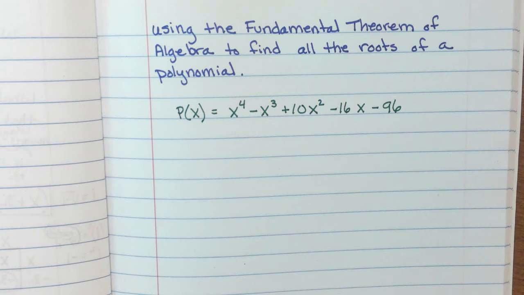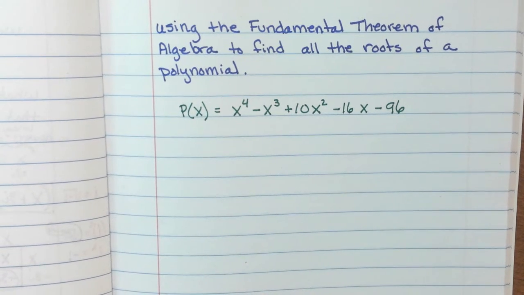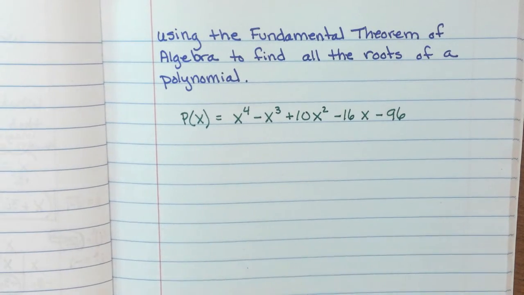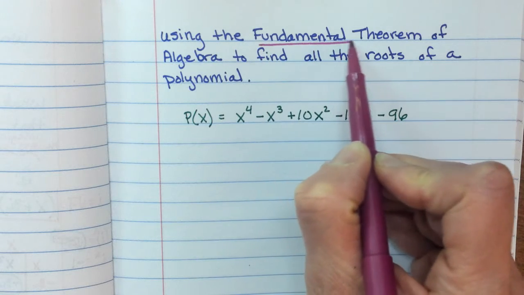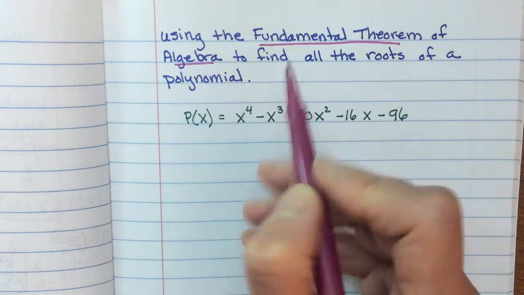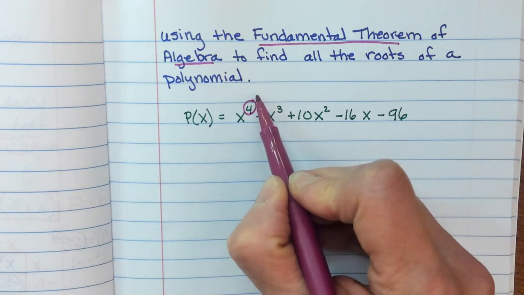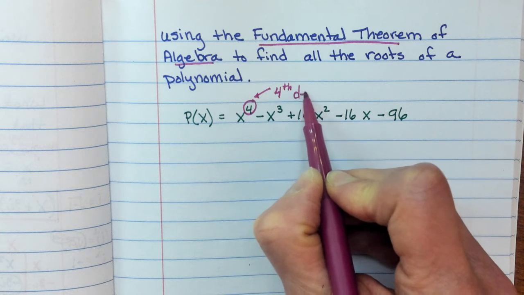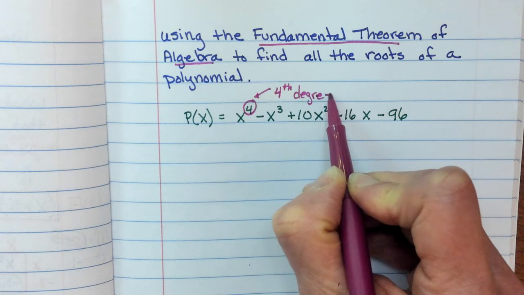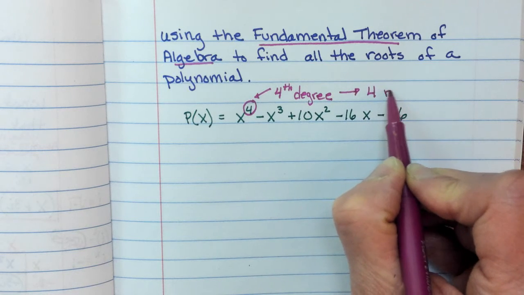In this video, we're going to use the fundamental theorem of algebra to find all the roots of a polynomial. So let's just look at this big title, the fundamental theorem of algebra. All that it's saying is we're going to look at what degree function this is. So this is a fourth degree function, which means that it should have 4 roots.